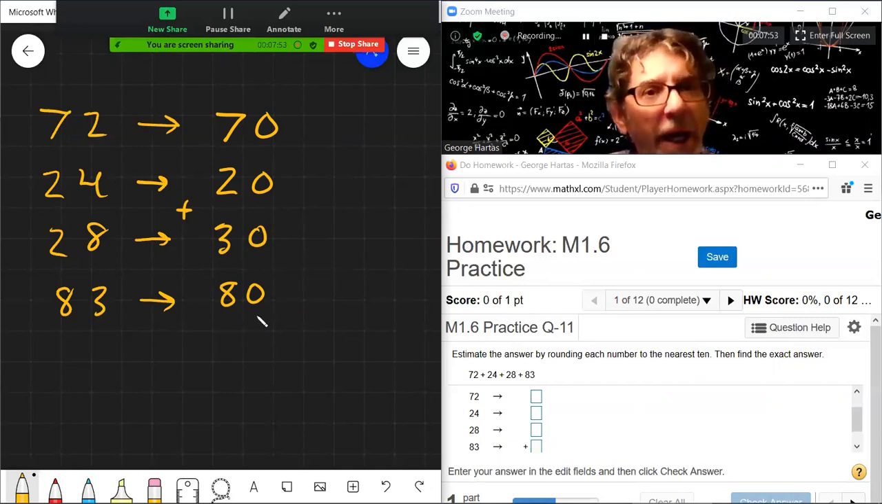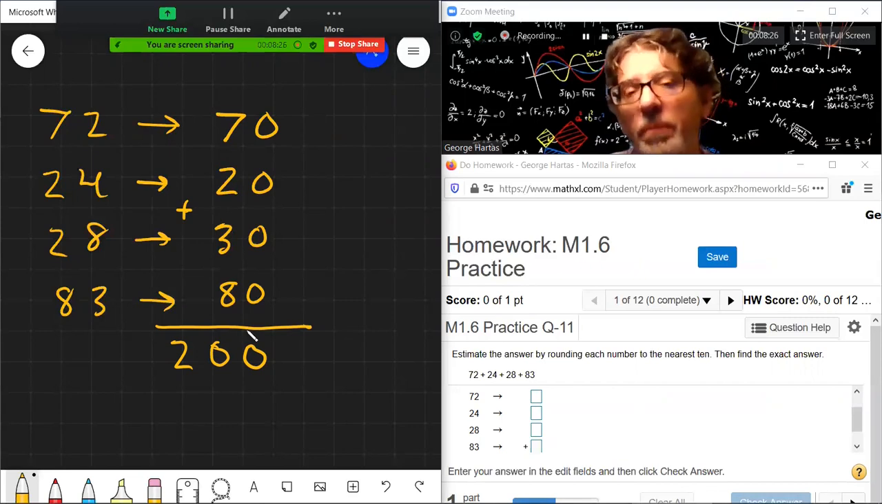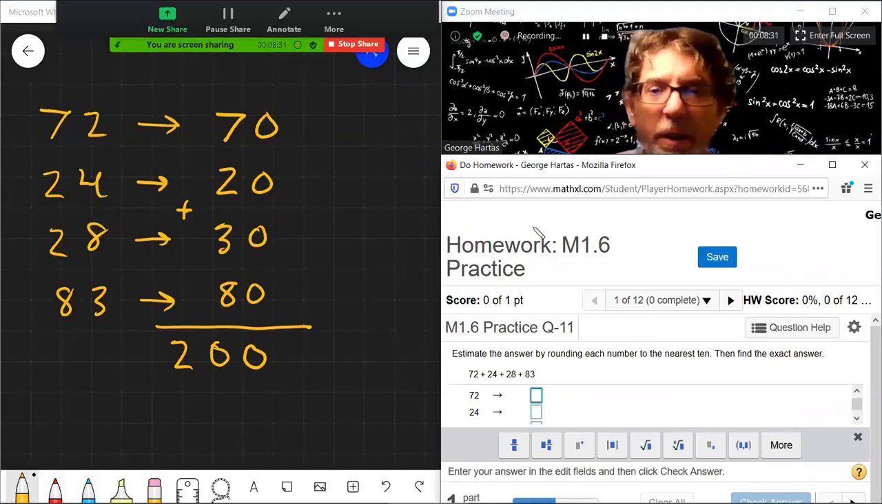So now we're going to add these rounded numbers. 7 plus 2 is 9, 9 plus 3 is 12, 12 plus 8 is 20. Another way we could have done that to make it easier is to use the commutative and associative properties. I see the 7 and a 3, that makes a 10. I see the 8 and the 2, that's another 10. 10 plus 10 is 20. Okay? Now, let's go ahead and put these in here and see what else they want us to do.